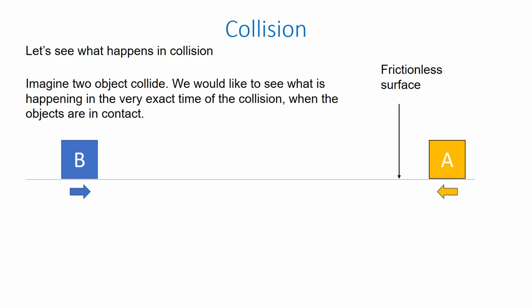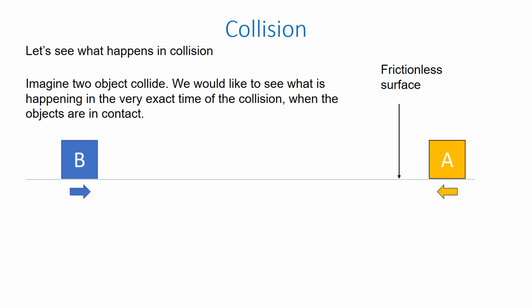All right, now we're going to talk about collision. So let's see what happens. Imagine two objects collide. We would like to see what is happening at the very exact instant that they collide, while the objects are in contact. So this is happening just as they touch.